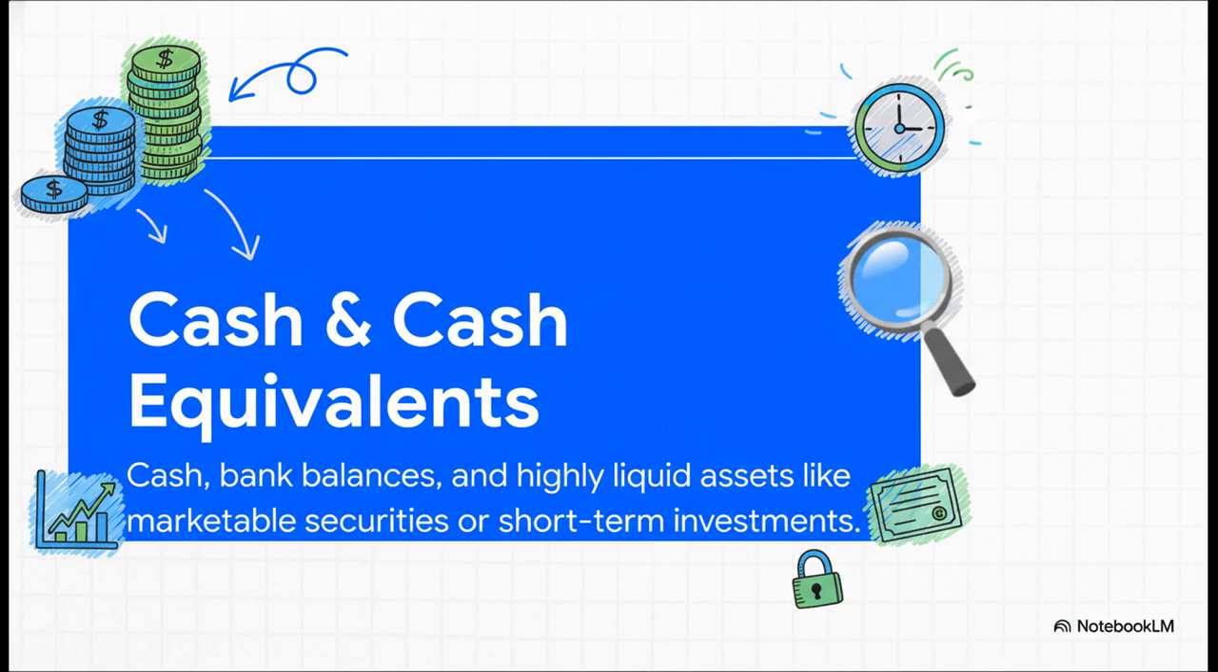What are cash equivalents? Well, they're things like short-term investments or marketable securities that are so safe and so easy to sell that you can turn them into cash almost instantly. They're as good as cash. So when we're calculating that final closing balance, we lump these right in with the actual cash in the bank.